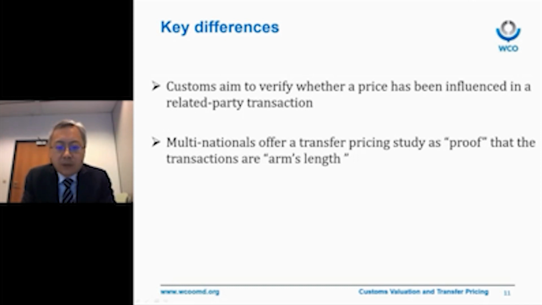So because of the difference between these two sets of rules, sometimes the importer, especially the importer who has to declare to both customs and the tax authority, finds themselves between a rock and a hard place. Sometimes customs may consider that the price of the imported goods is too low, but the tax authority thinks it's too high, because as a result, the profit in the importing country will be lower than expected.